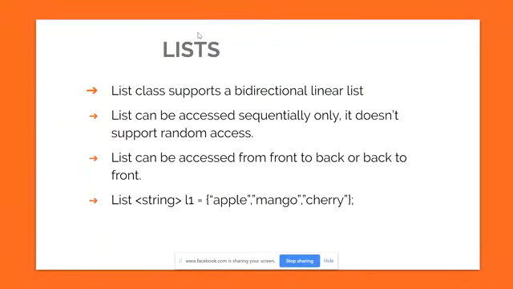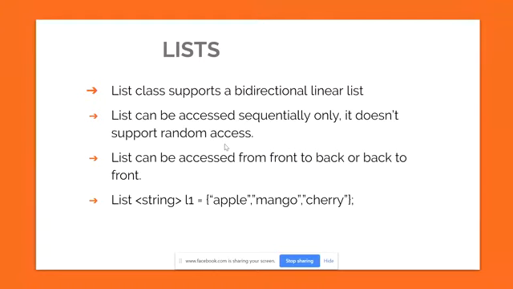So what list means here in STL is basically that a list can be accessed sequentially only. Like you have to go in a particular manner. Either you start from the beginning and access it sequentially, or you start from the end and access it sequentially. That is why we call it bidirectional. You can access it from front to back or back to front only. You cannot access it randomly.